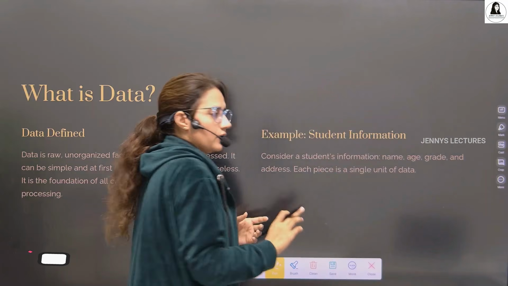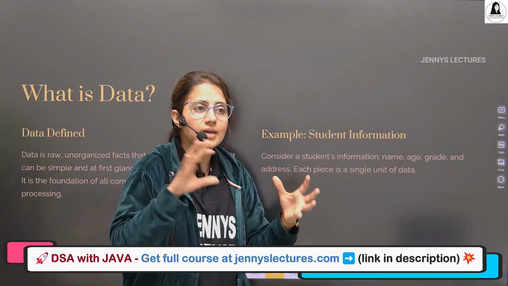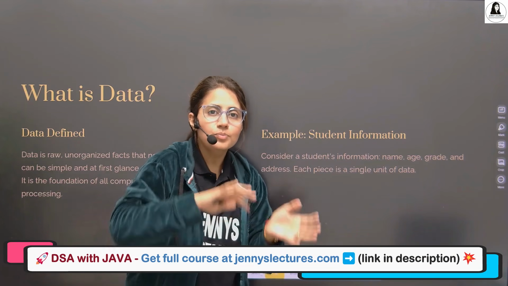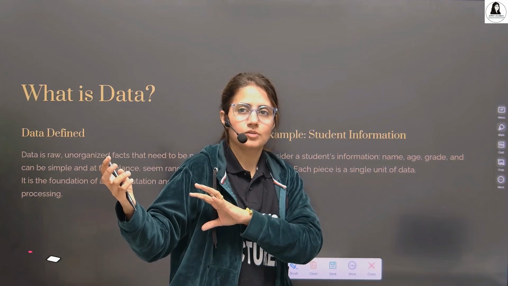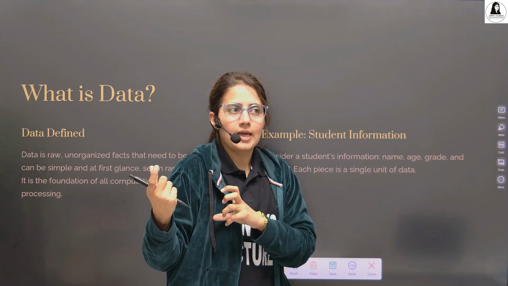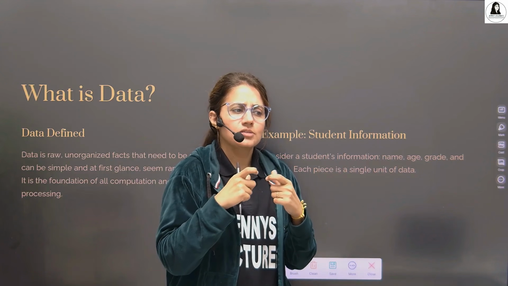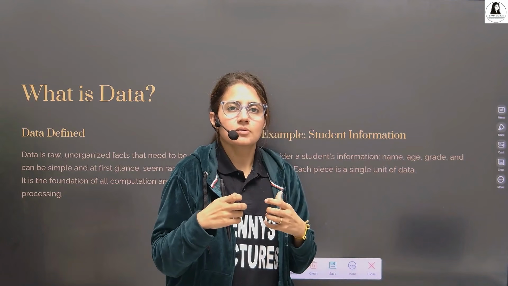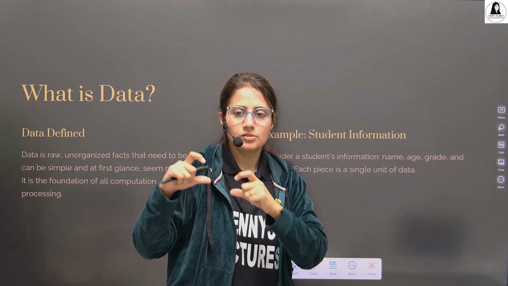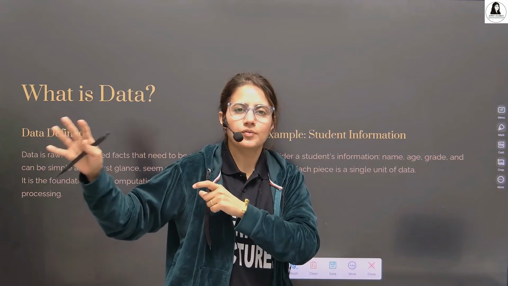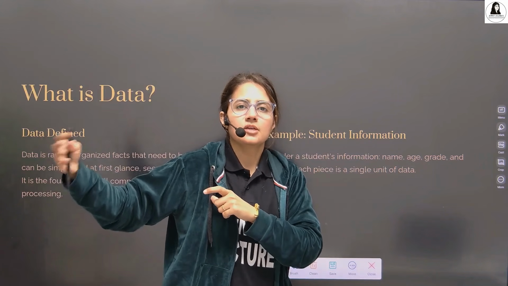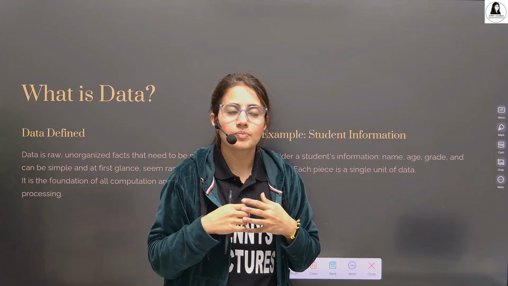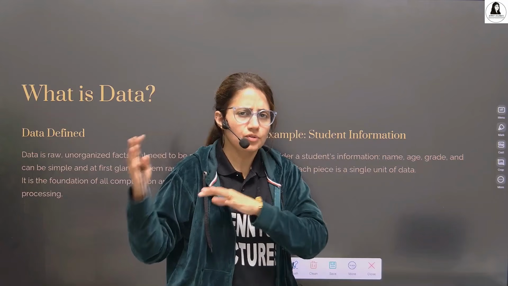Data is raw facts or figures or unorganized things. Data needs to be processed. Information is what you get after processing. You get some valuable information. Like maybe data is the marks of 60 students in my class. And after doing some processing, I can say that the average marks in my class is this and the highest marks is this. So after analyzing and processing that data, I get some information that is valuable for me. So that is information.